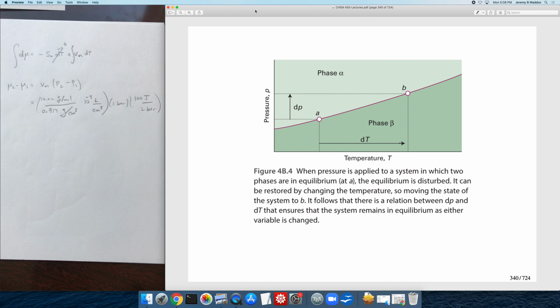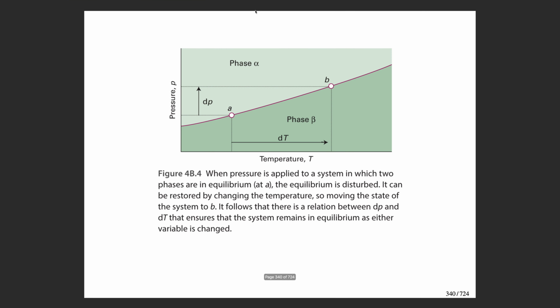Let's see. I think this diagram is meant to help explain, I think I've basically already shown the content of this diagram. It's meant to explain what we mean by the dP/dT, the slope along the curve. So we've essentially already covered that.